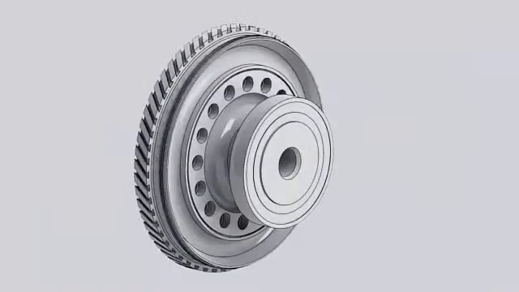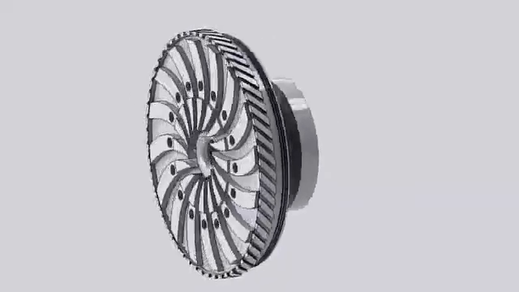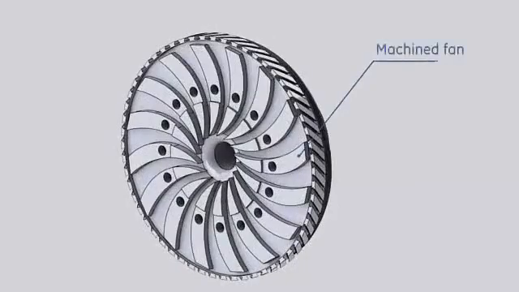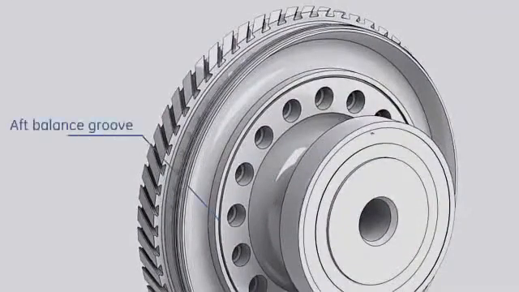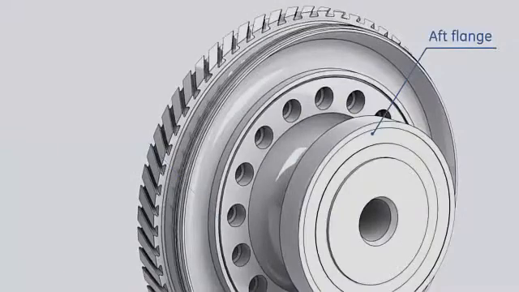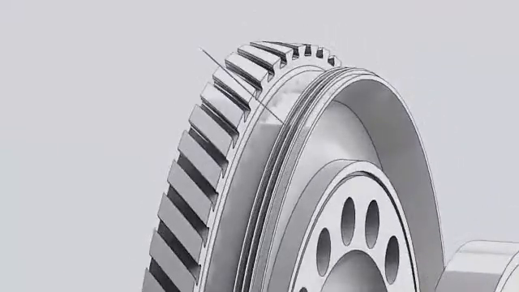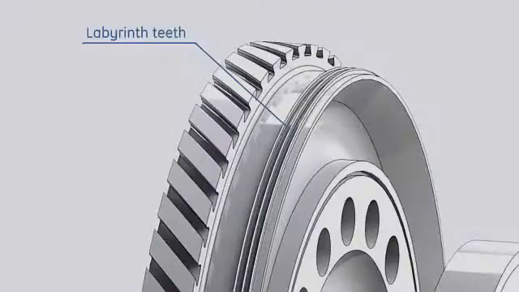The aft stub shaft is machined to provide the following features: a fan is machined on the forward side of the stub shaft. This fan draws air through the gap between the 16th wheel and the aft stub shaft to cool the turbine rotor parts. Aft balancing groove. Aft flange to connect the compressor rotor to the turbine rotor. Labyrinth teeth to mate with compressor stator parts to prevent compressor discharge air from escaping inside the inner barrel around bearing number 2.